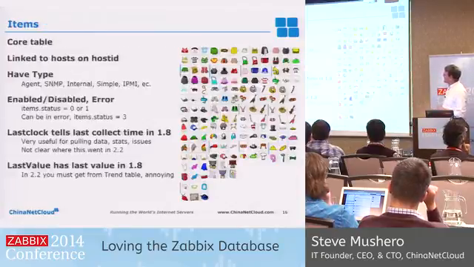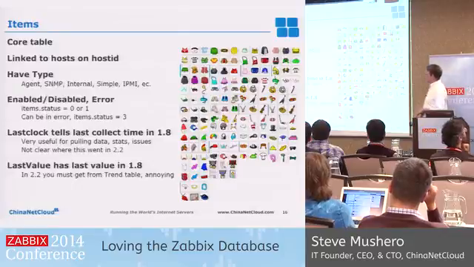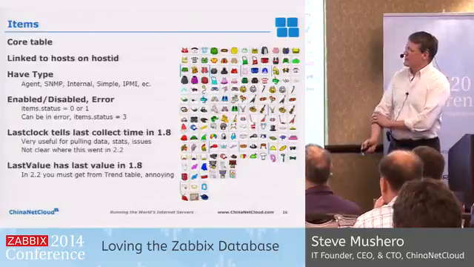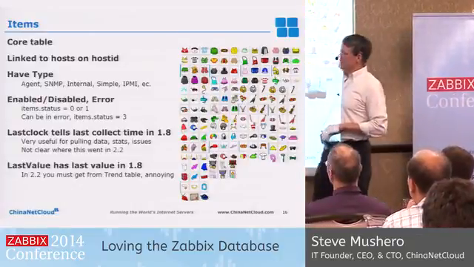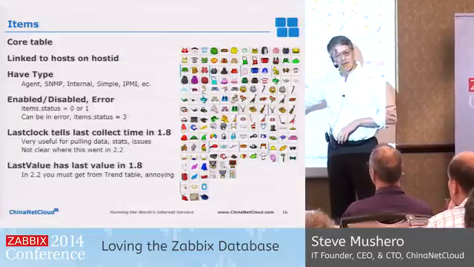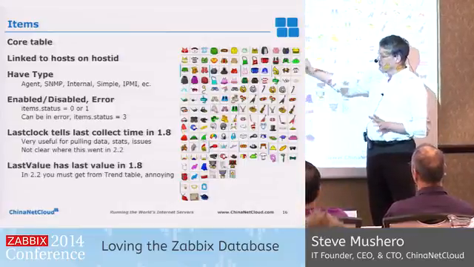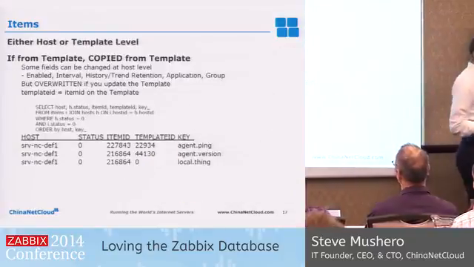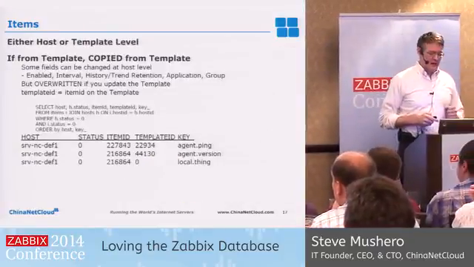Different stuff, very easy. Items are, of course, all the fun. There's different types. We use mostly agent. You can have others. It's all pretty basic. And again, in 1.8, we get the last collection time. We get the last value. In 2x, you lose this. But this is really useful. We're thinking about doing a view or a function to do that.